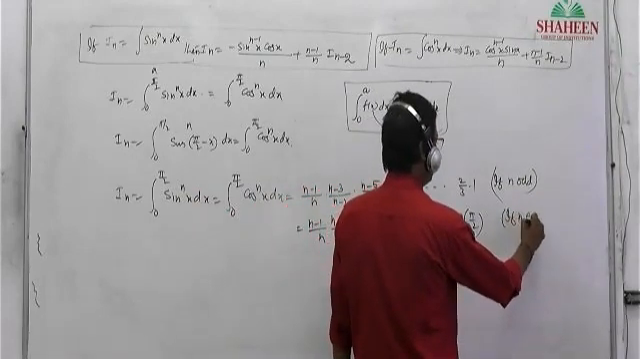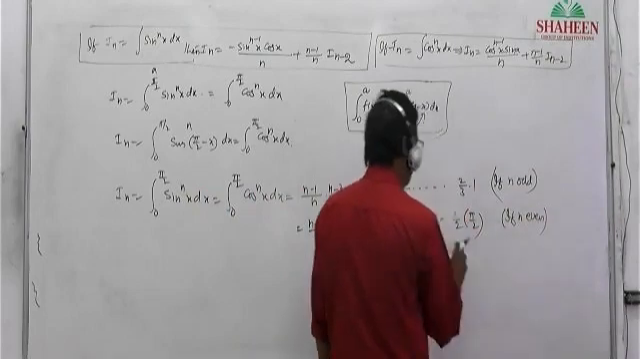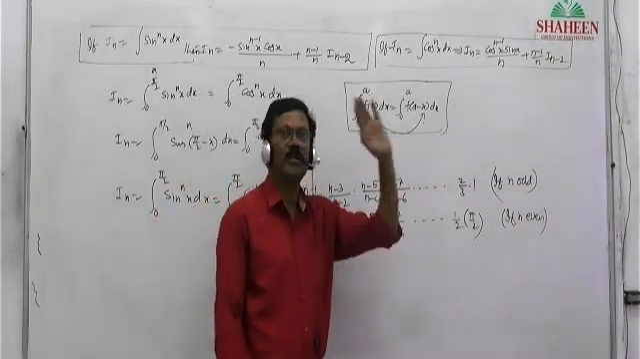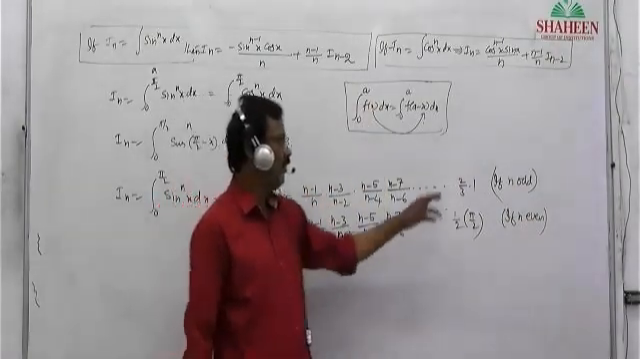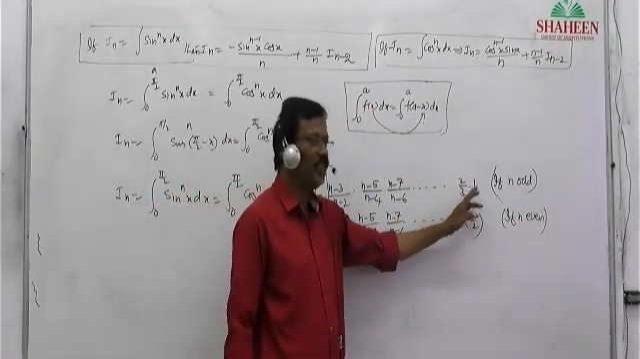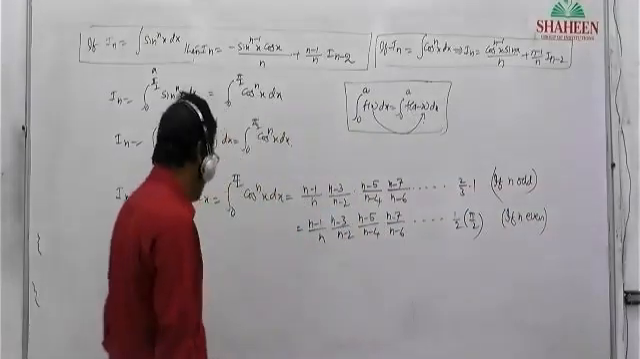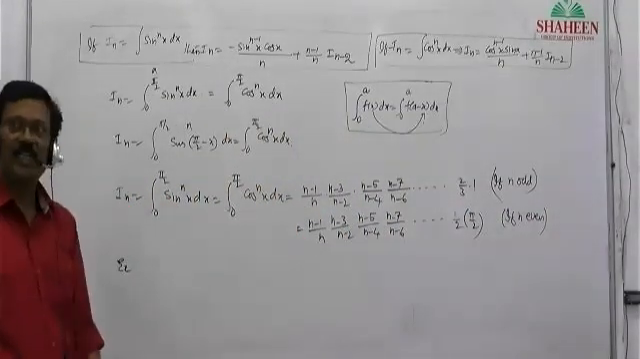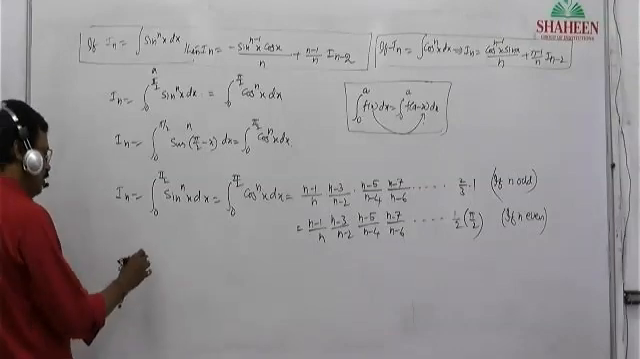If n is even, at the last you get 1 by 2. If you get 1 by 2, remember to write pi by 2. If you get 2 by 3, don't write anything extra, right? Okay. Now, let us see one example on this.